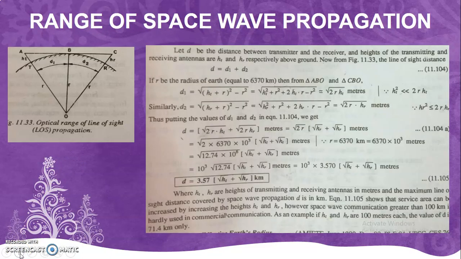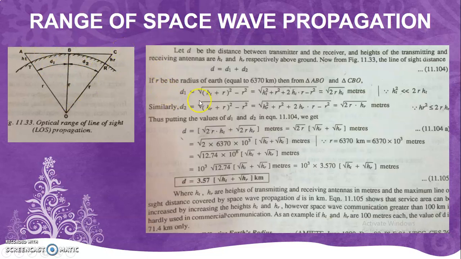Let us see how to find the range of space wave propagation, or up to how much distance the space wave propagation is possible. Suppose that this distance is d, that is, AC distance is d. Let d be the distance between the transmitter and receiver, and the heights of the antennas are given by ht and hr respectively above the ground. Now from the figure, we know that d is equal to d1 plus d2. That is what we are considering.